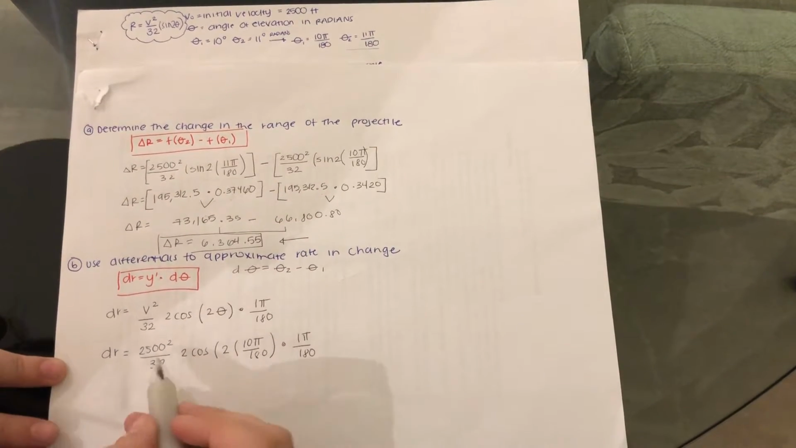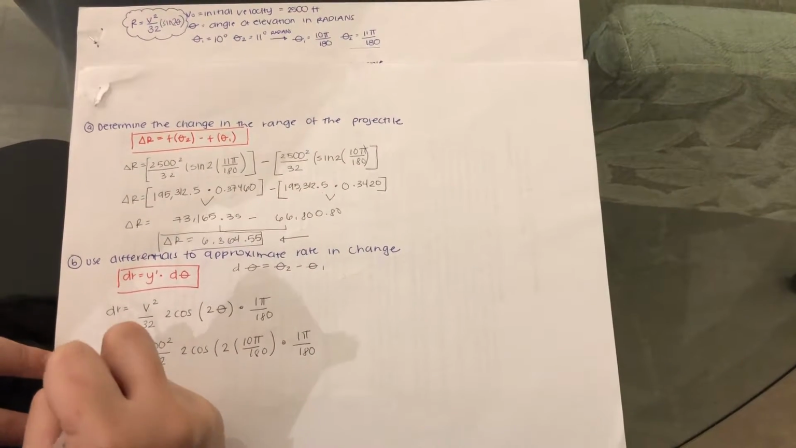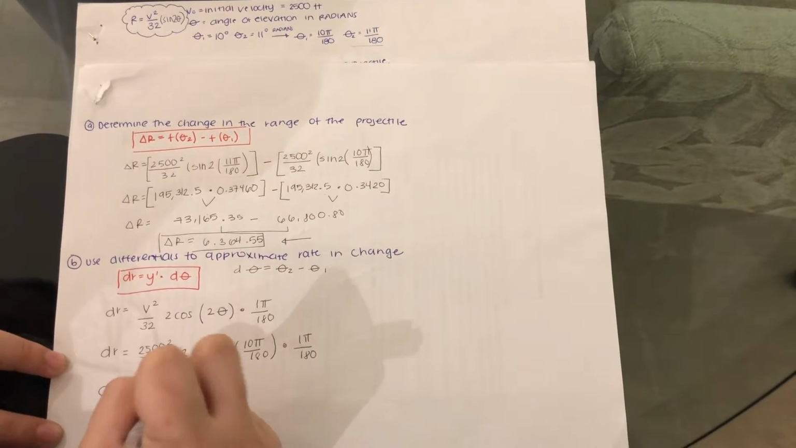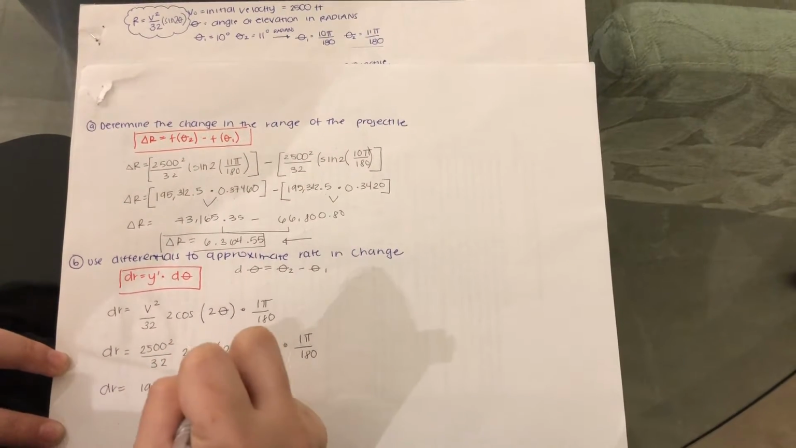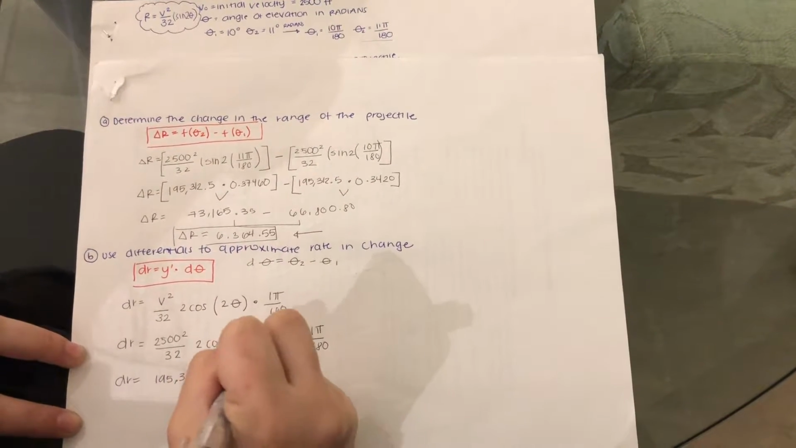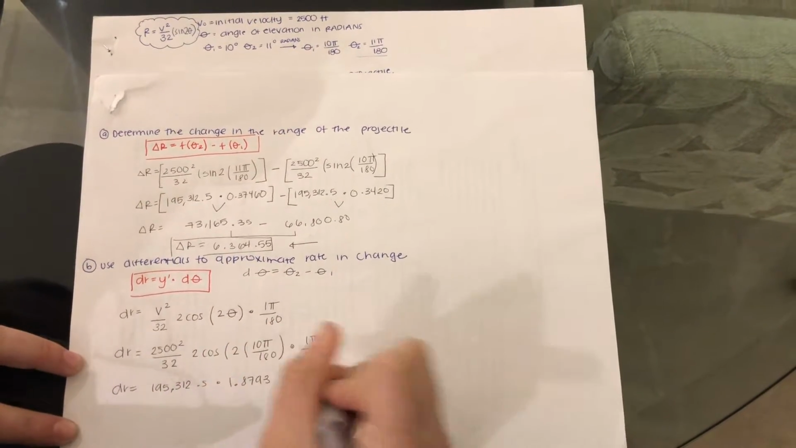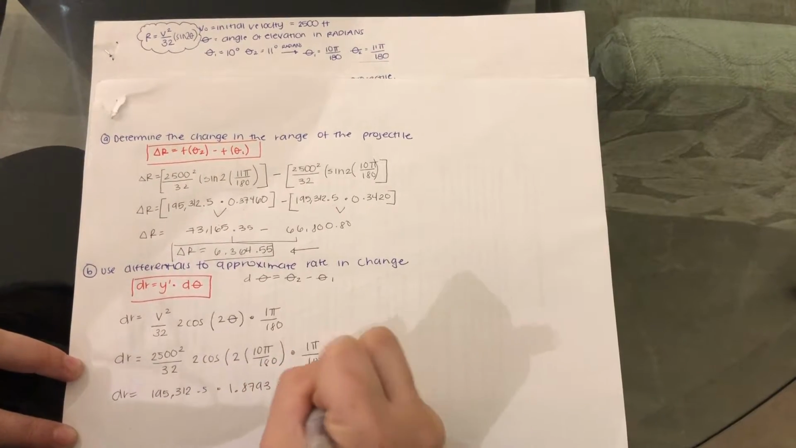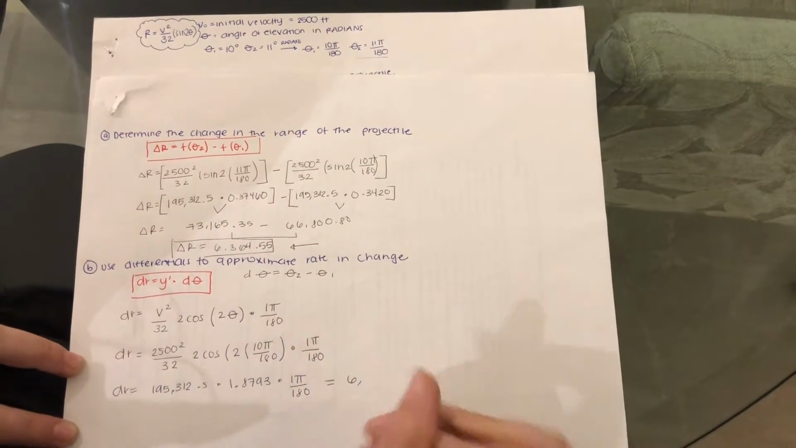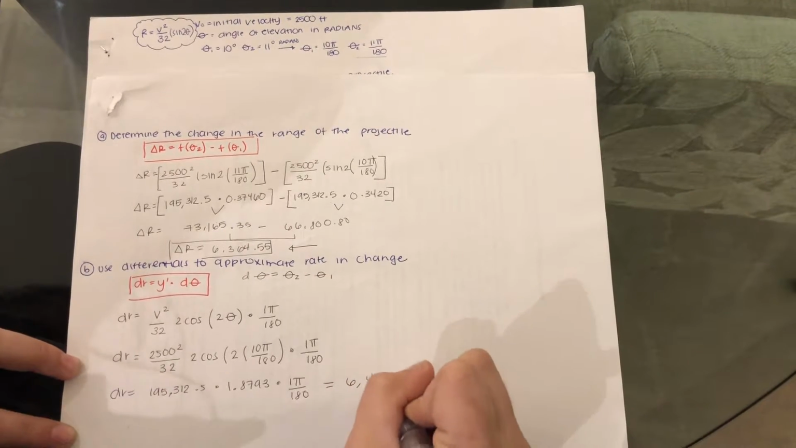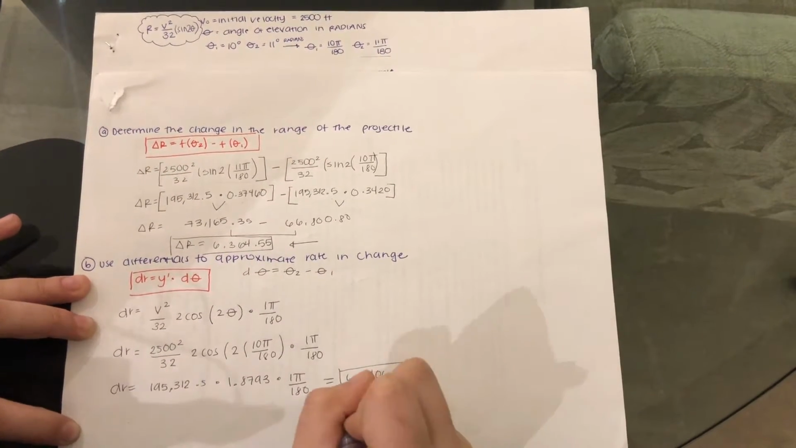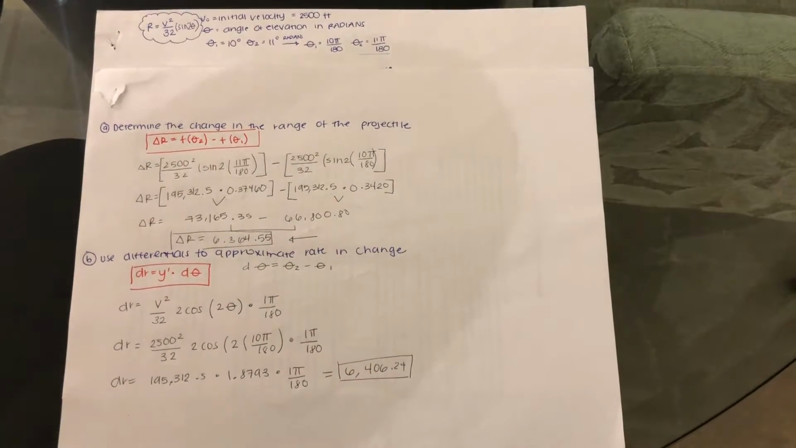Once we plug in everything in the calculator, this gives us 195,312.5 times 1.8793 times our 1 pi over 180, and the final answer will be 6,406.24. This is our change when we approximate using differentials.